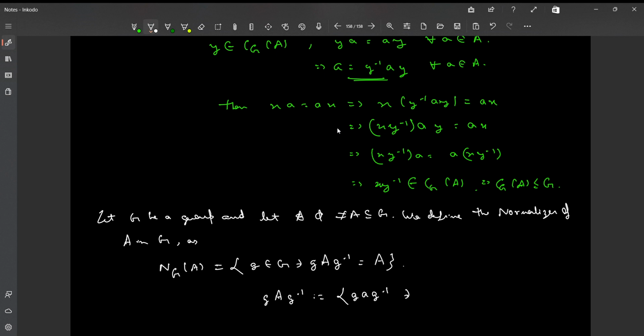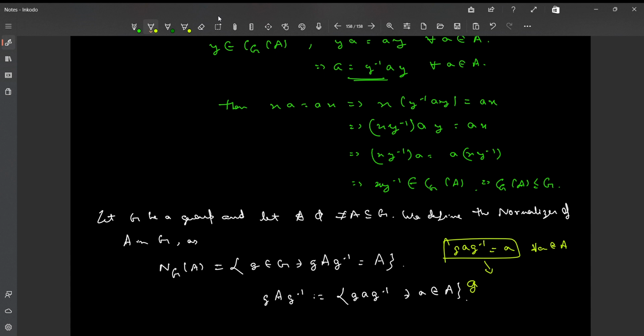Okay. What is this set? So gAg inverse is defined as the collection of elements of the form gag inverse such that a is in capital A. That's it. Now, one thing you might think is that since gAg inverse is defined as g small a g inverse, where small a represents an arbitrary element of capital A, this might imply that gag inverse is equal to a, right? For all a in A.